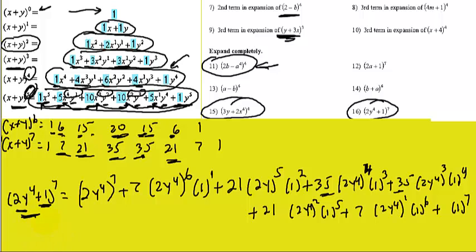Either that or multiply this out 7 times. Okay, so that's even longer than doing this.